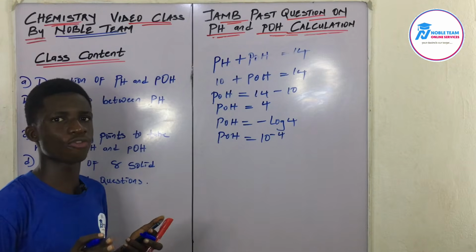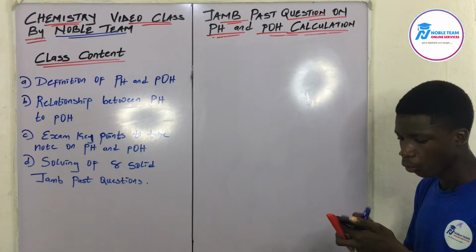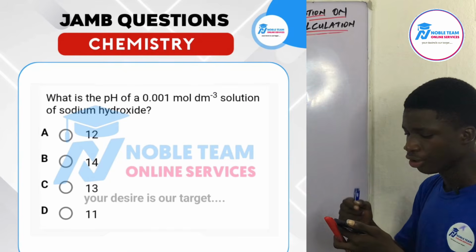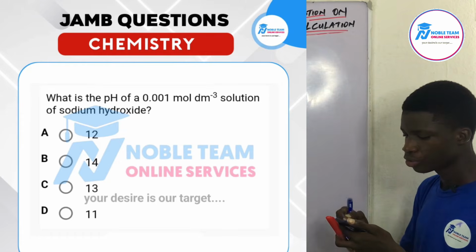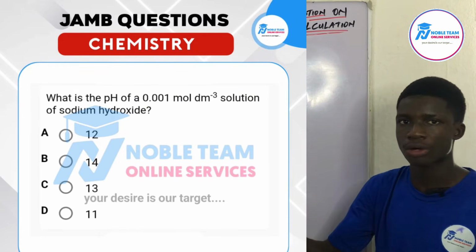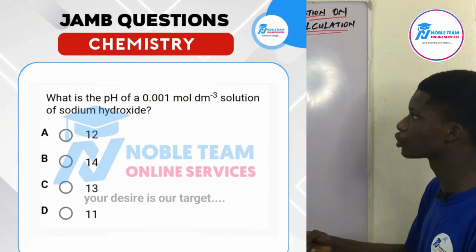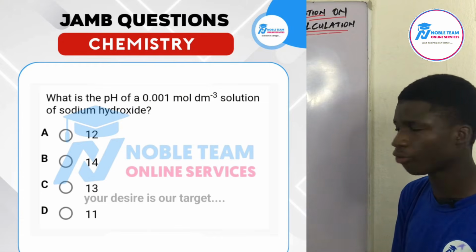Now let's solve question 4. Question 4 says, what is the pH of a 0.001 mole per dm cube solution of sodium hydroxide? I think we have solved this. It's related to the other one that we have solved. And I'm going to be solving it again so you will understand better what I did before.